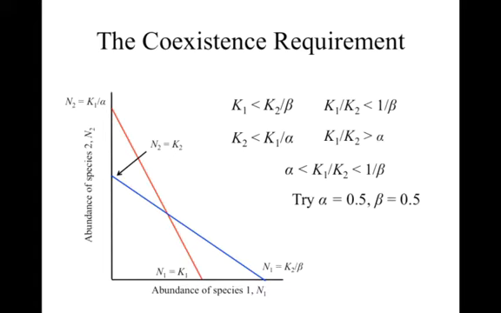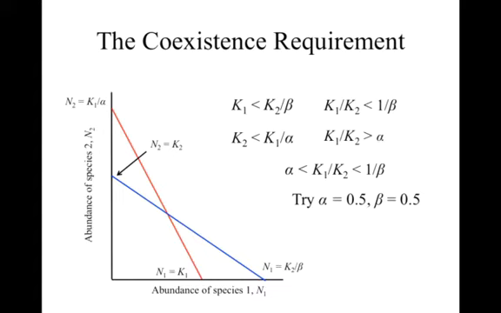Now let's take a look at when both competition coefficients are less than 1. So in this case, for both species, interspecific competition is weaker than intraspecific competition. Fighting with things that are not your species is less detrimental to you than fighting with things that are your own species, right? That means alpha and beta for both species have to be less than 1.